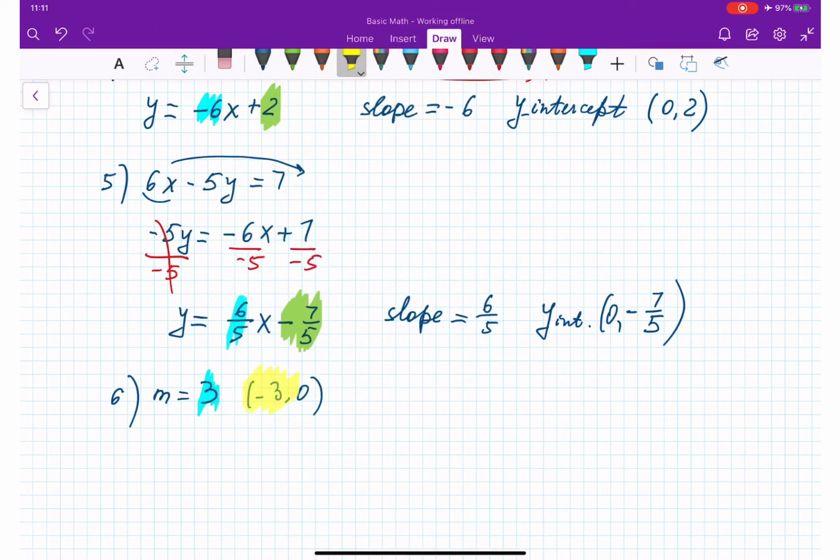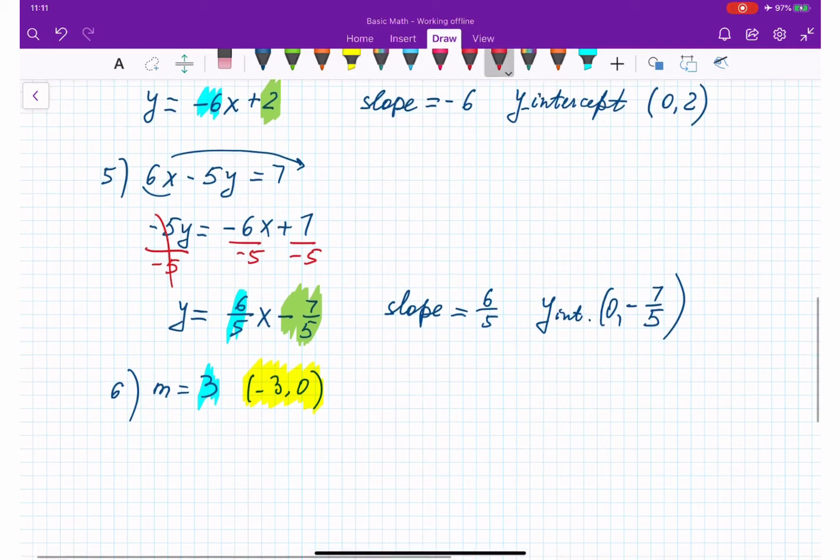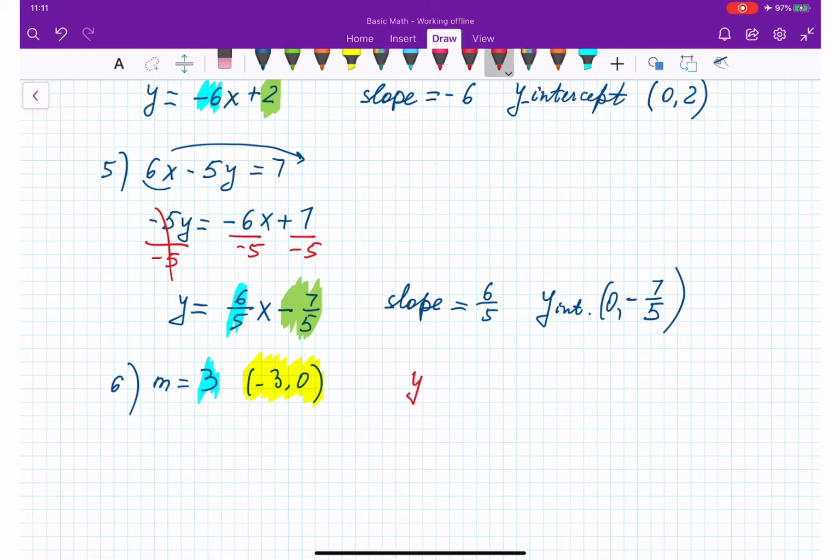Passes through this given point. Okay, well, let's do it. We know that slope-intercept form is y equals mx plus b. Since we have the coordinate (-3, 0), -3 is x and 0 is y, right? And m is given. So let's write down y, which is 0, equals m, which is 3, times x, which is -3, right? And plus b. We need to find b, correct?